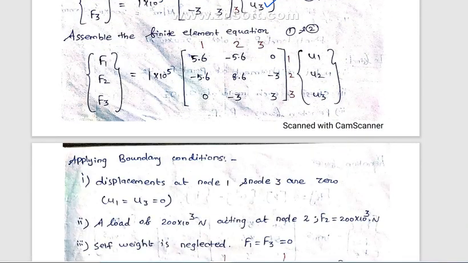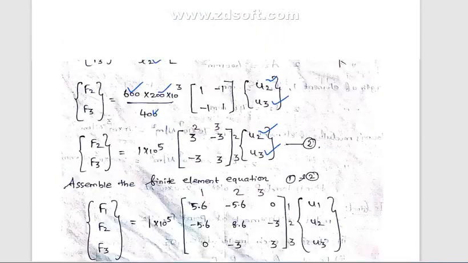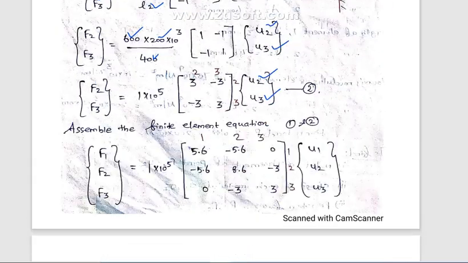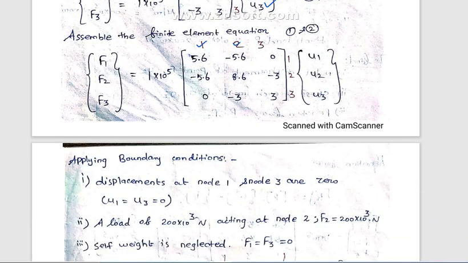Therefore you have to assemble the matrix like this. You put 1, 2, 3 and 1, 2, 3. For element 1, see here, there is 5.6 and minus 5.6, and minus 5.6 and 5.6. That is between 1, 2 and 1, 2. You substitute the values here: 5.6, minus 5.6, and in the second row, the first column value minus 5.6 and the second column value 5.6.